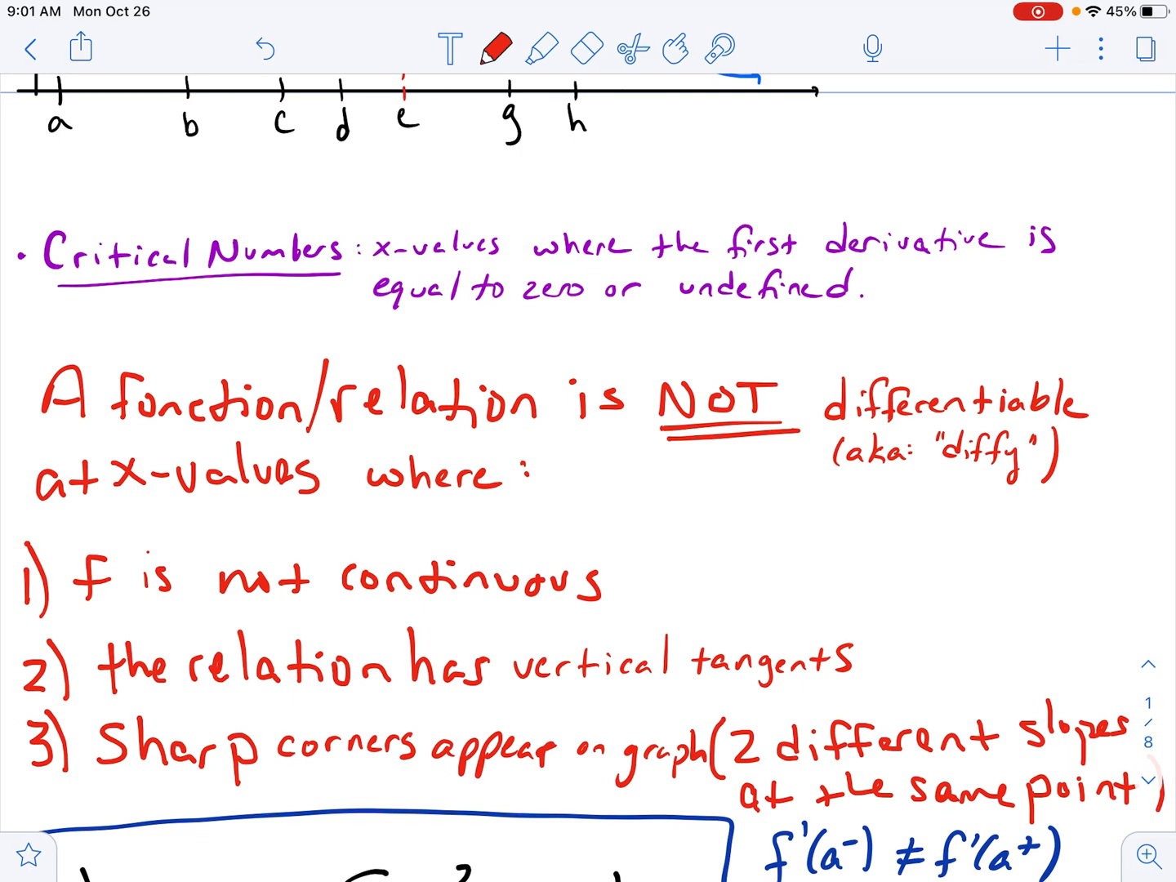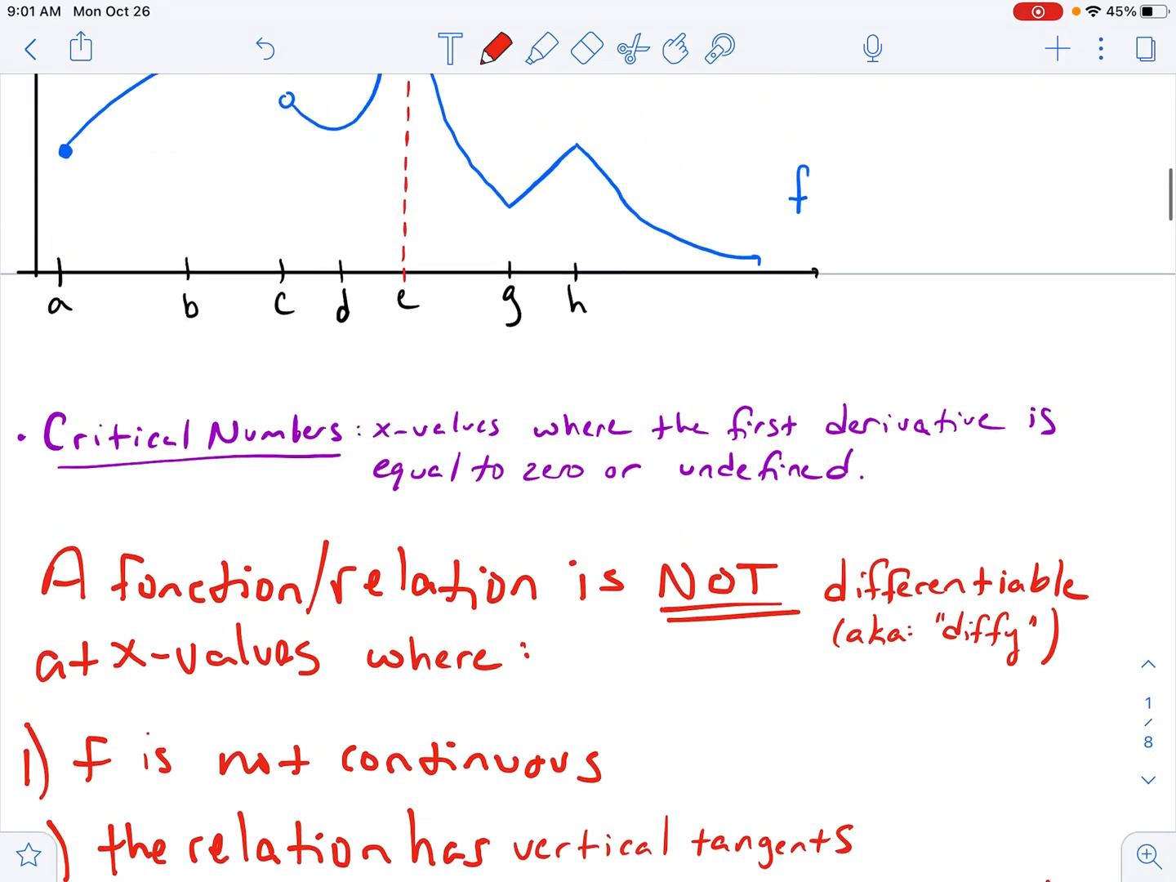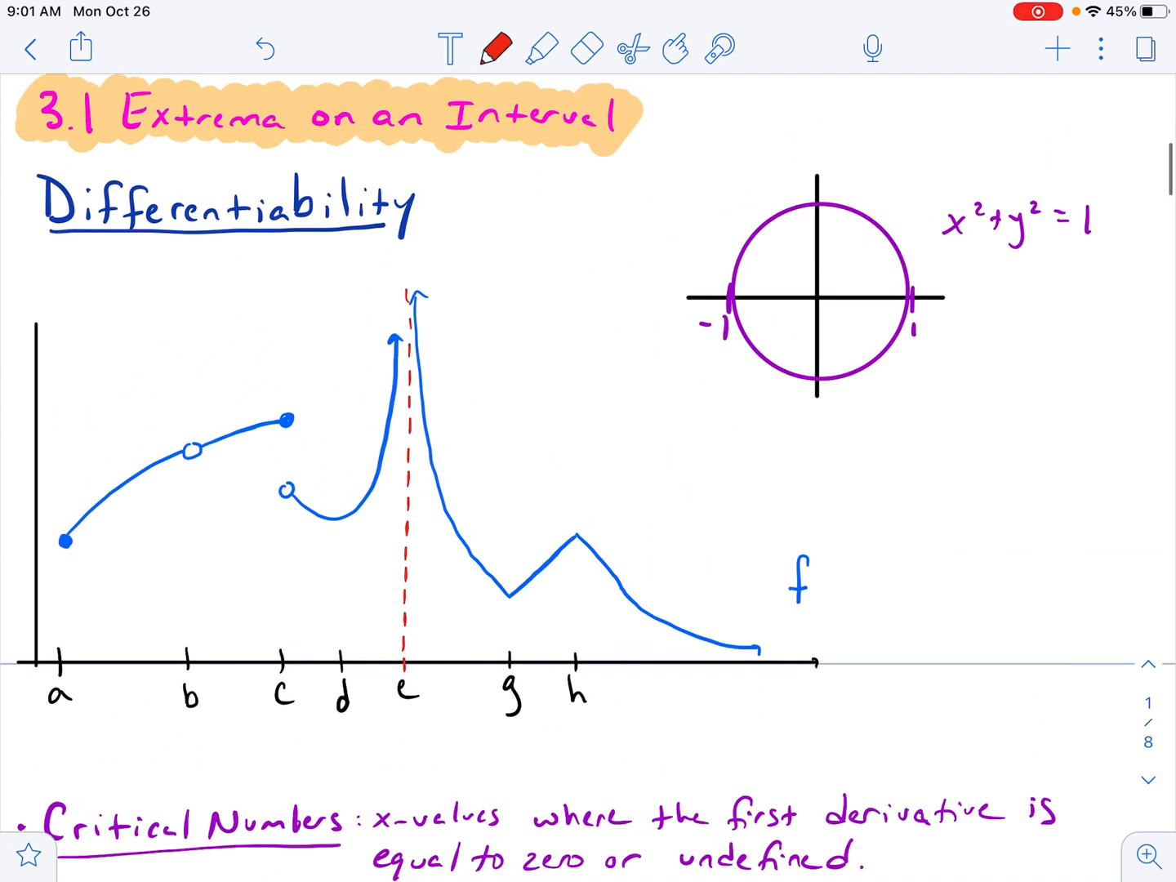In any event, a function or relation is not going to be differentiable, also known as diffy, at x values where the function is not continuous. All right, so if you have points of discontinuity, the derivatives won't exist there. Okay, if we look up at this graph of f, there are a number of points of discontinuity. This thing is not continuous at b. At c, there's a jump discontinuity, and at e, we have this vertical asymptote.